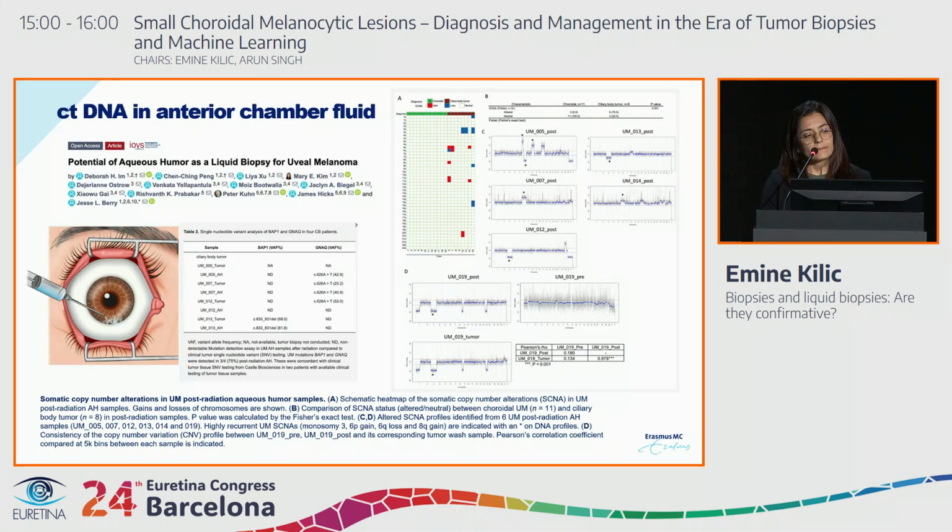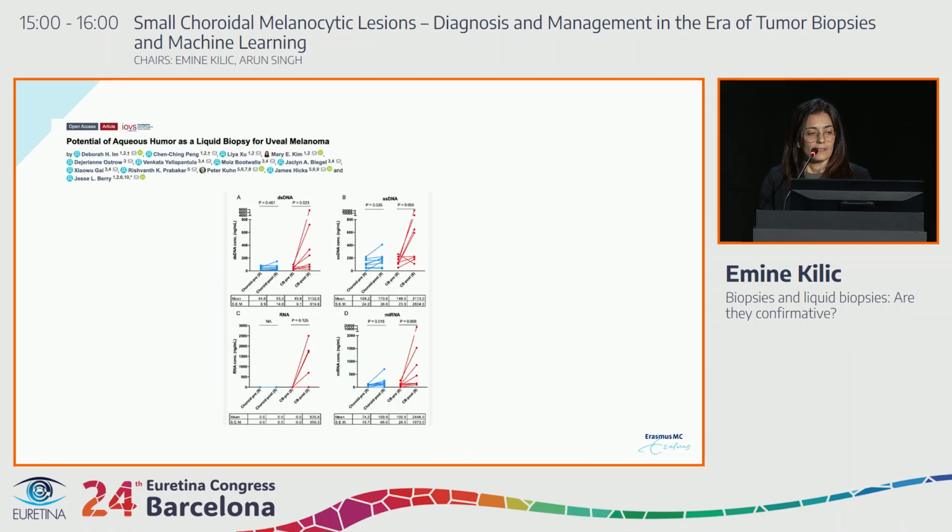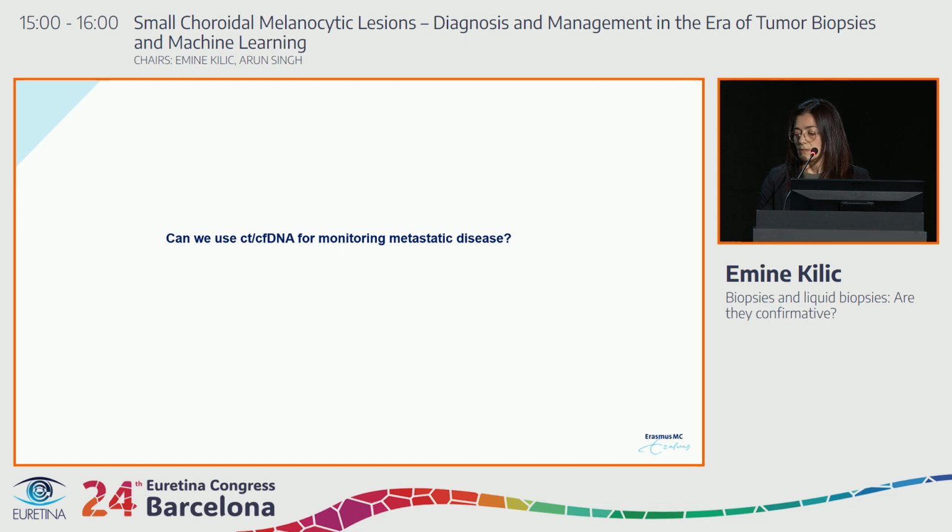Not really. Then we have this publication on ctDNA in the anterior chamber fluid, where they looked at ctDNA in aqueous humor, and they did it after radiation during treatment, and only in the ciliary body tumors they could find a copy number variation profile. I will skip this one because I'm going over time also.